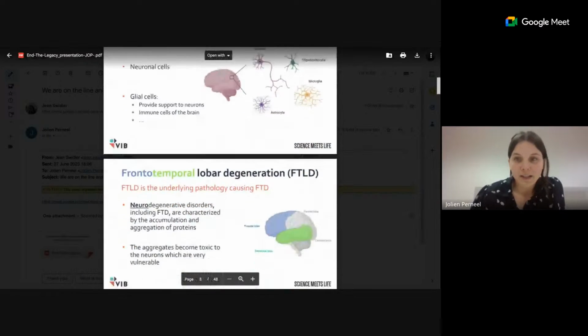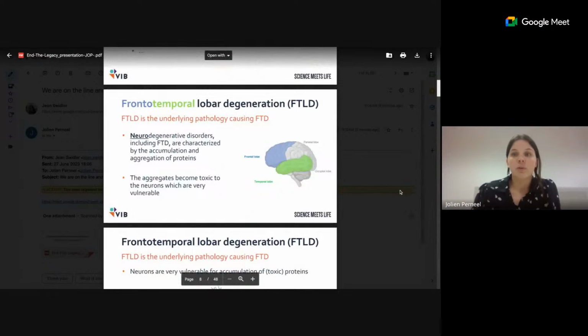So if you proceed to the next slide. So you may have heard of frontotemporal dementia, but also of frontotemporal lobar degeneration. And while both terms are referring to the same disease, frontotemporal dementia is actually used to describe the disease and the disease symptoms, while frontotemporal lobar degeneration describes what is happening in the brain. So in frontotemporal dementia, the neurons in the frontal and temporal lobes are degenerating or dying because of toxic accumulation and aggregations of proteins. And it is these aggregations that are very toxic and to which the neurons are very vulnerable.